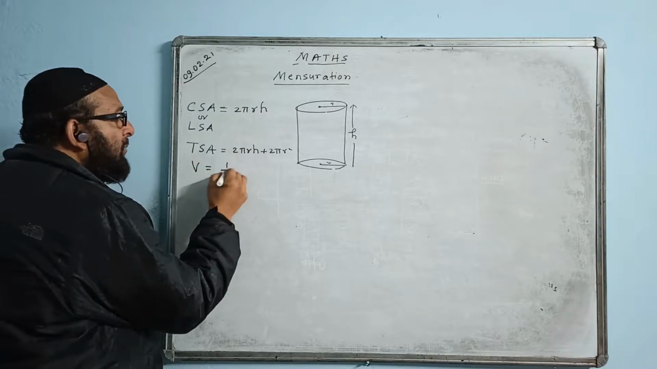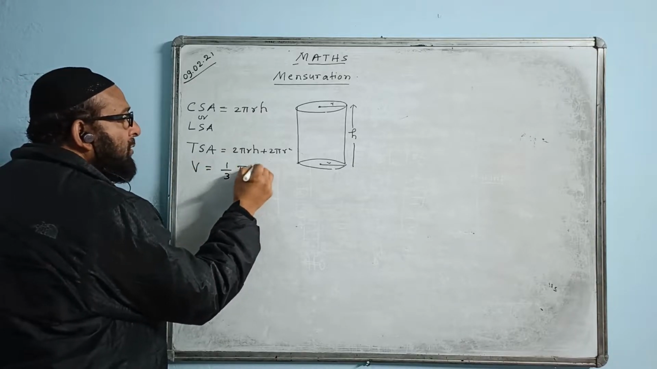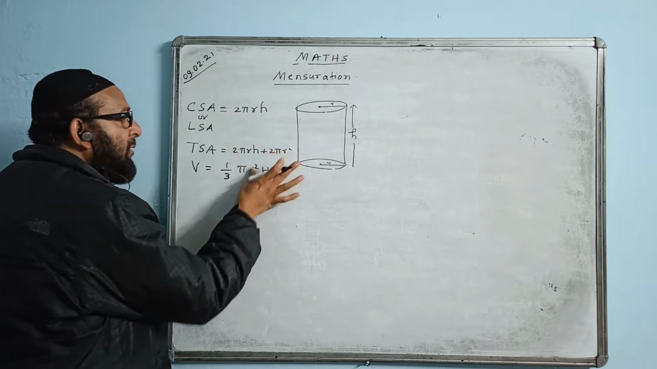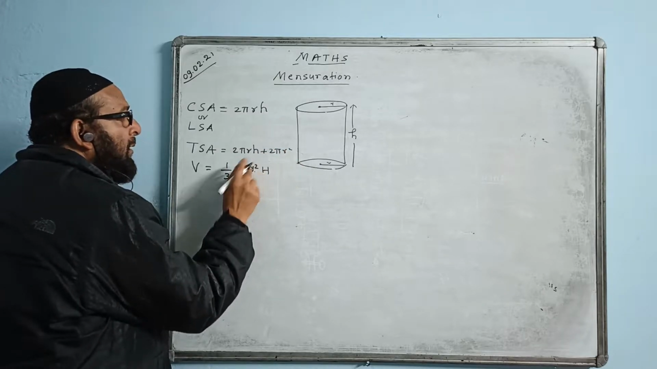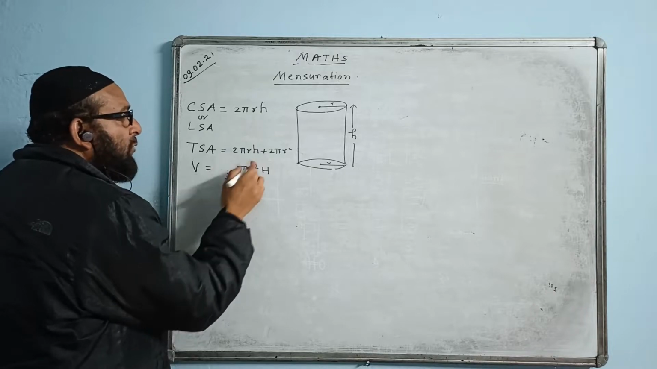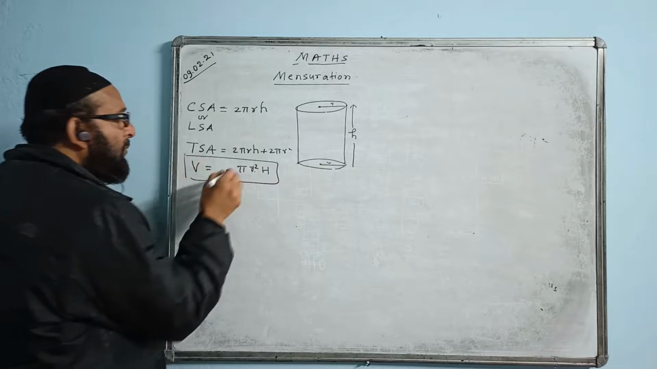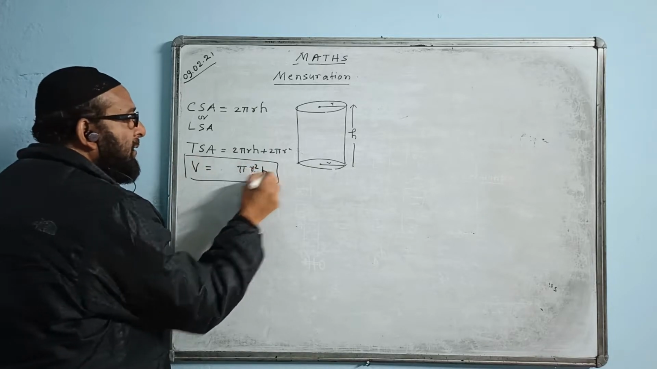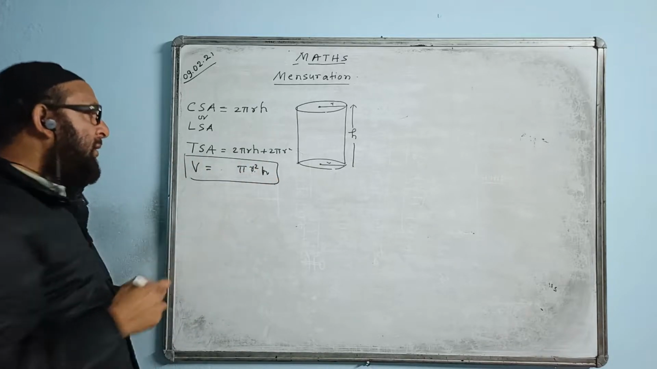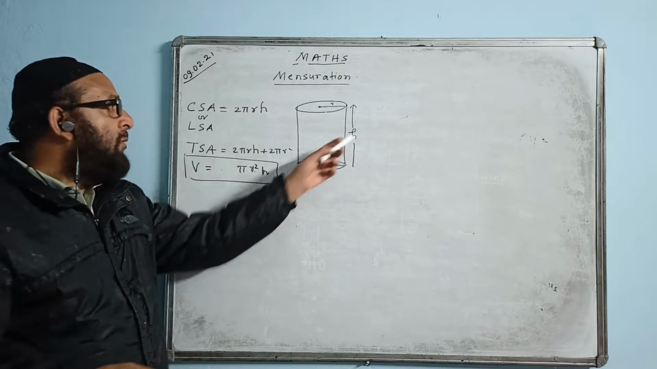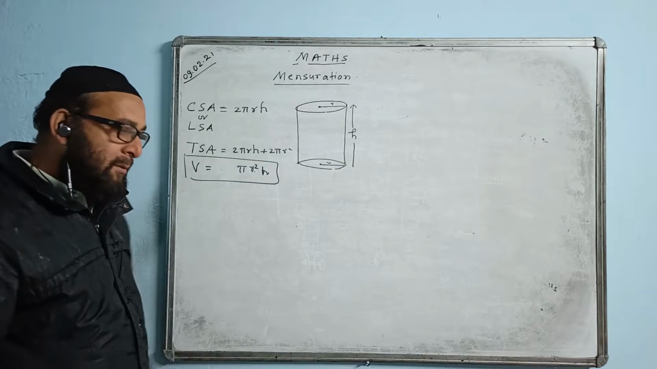Volume formula is 1 by 3 pi r square h. This is the formula. R is radius, small r. Sorry, only pi r square h. Volume of cylinder formula is only pi r square h. This formula is the most important. H is the height. Pi r square h is the formula of volume of cylinder. Here small h and also small h.